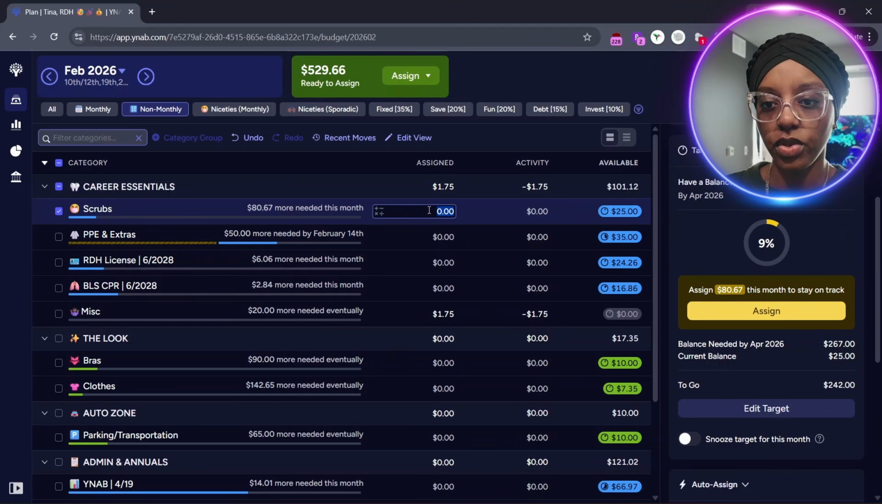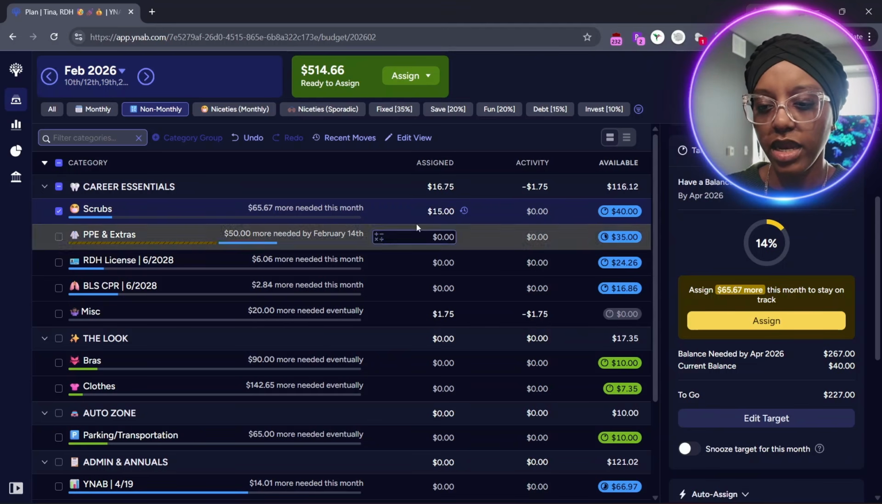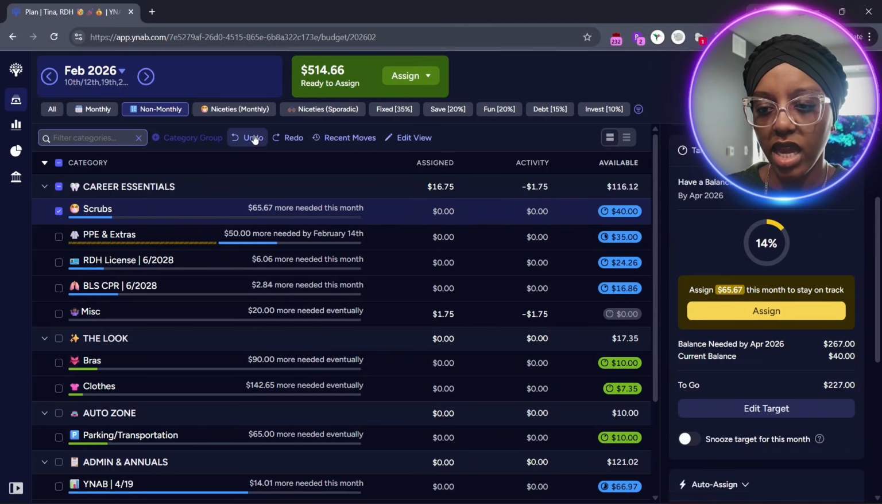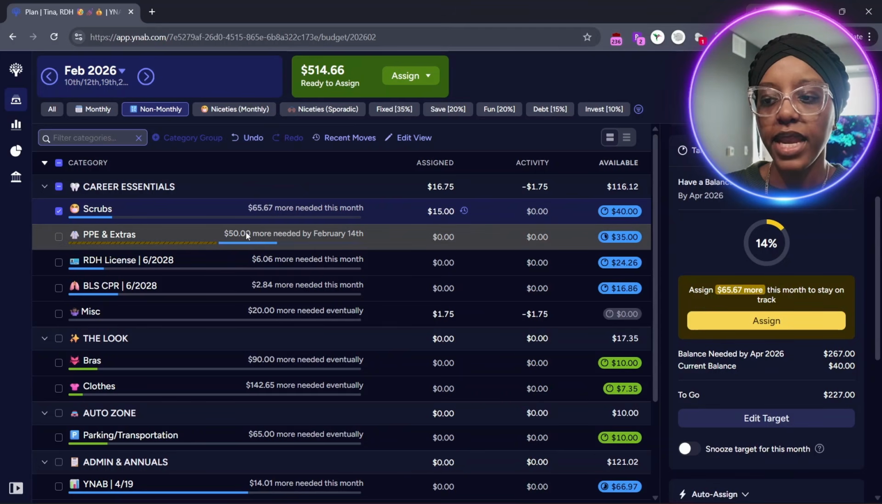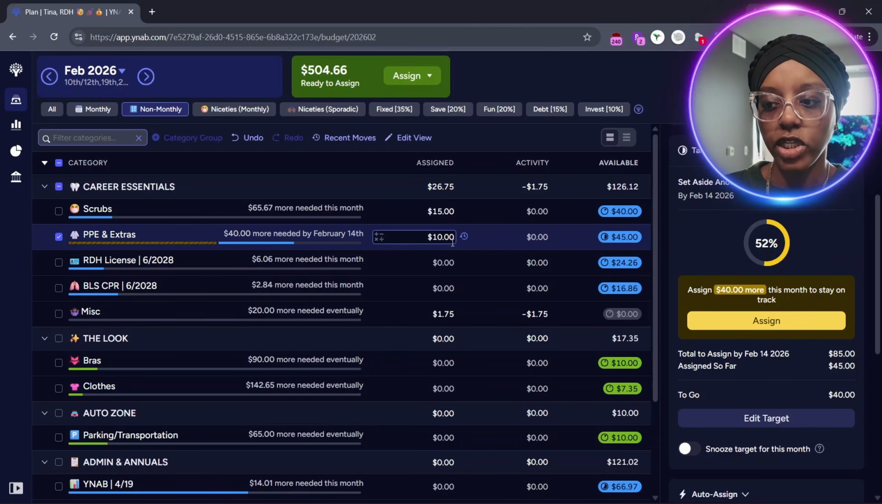Okay, so we'll do $15 and then probably try to put $15 per paycheck. That should take me close to where I need. Why did that... I thought it was $80 and change? Oh, it was, okay. PPP and extras, I kind of need to buy those soon. I'm gonna add $10 more there. That could probably buy me 2 packs, which would be great. I think they have free shipping, which is nice.